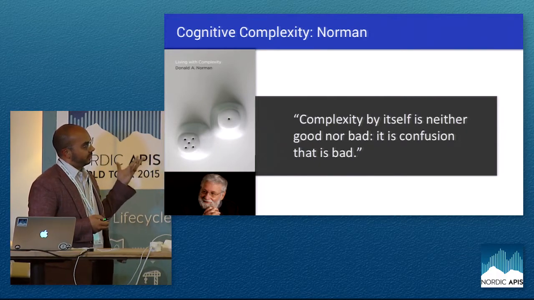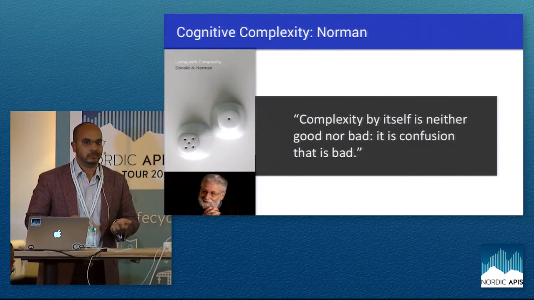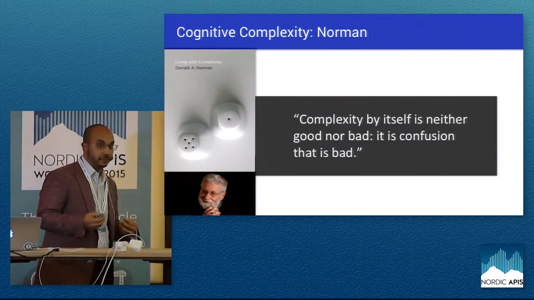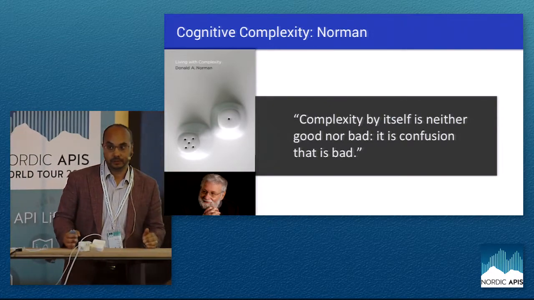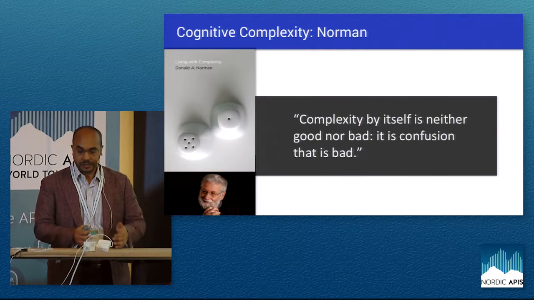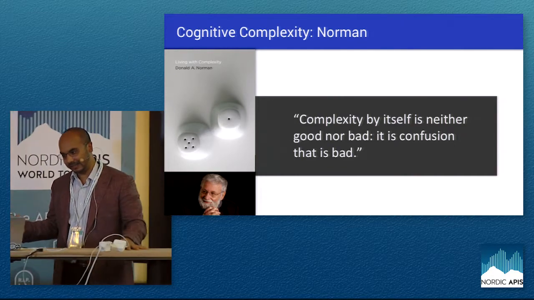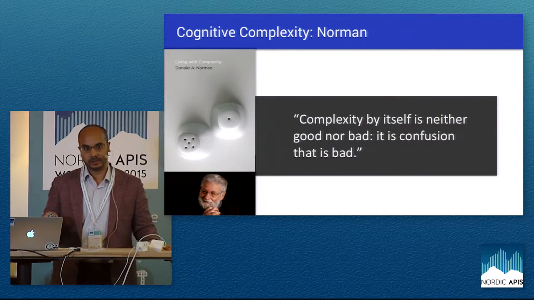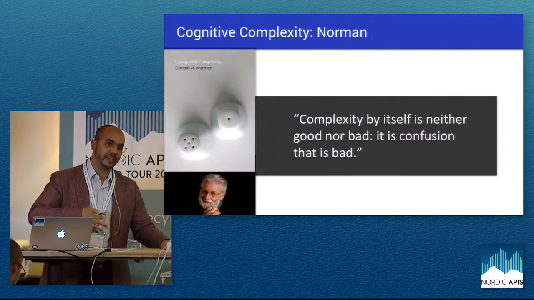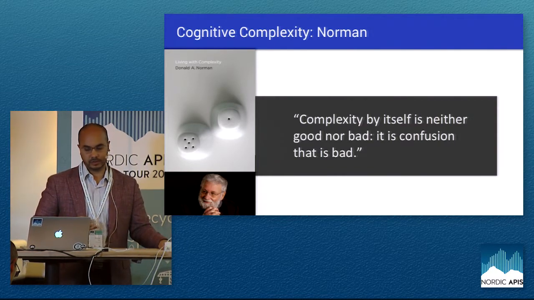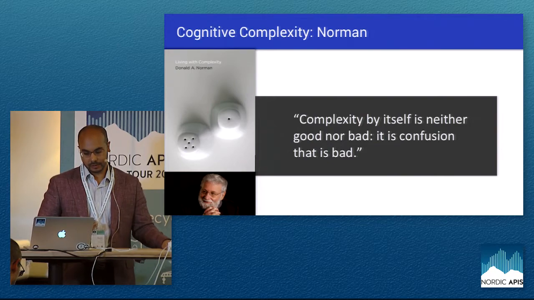he realizes that complexity is not the problem, right? It's actually confusion that we want to avoid, which is very different from what we think. What Norman says is complexity is in the world anyways. You're not supposed to eliminate complexity. You're only supposed to eliminate confusion.